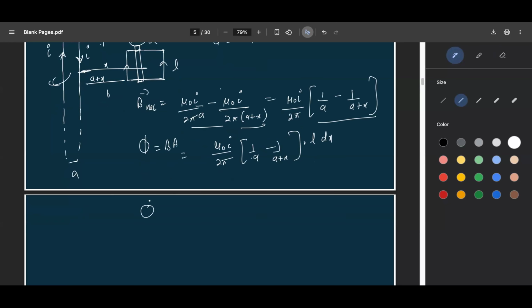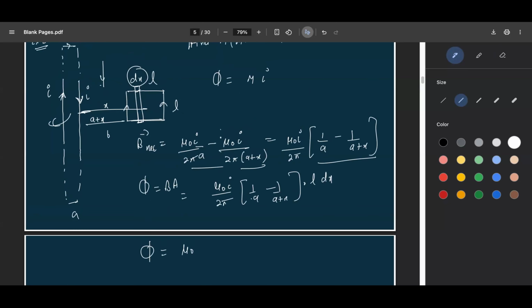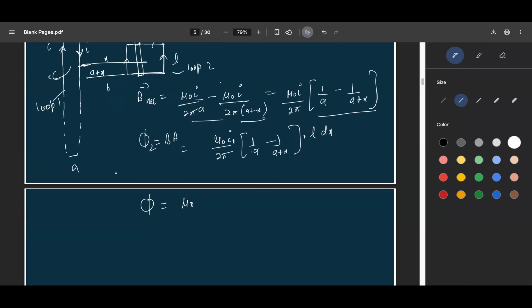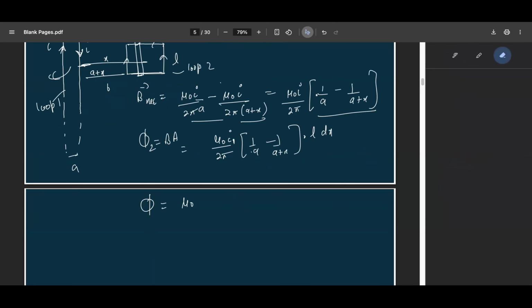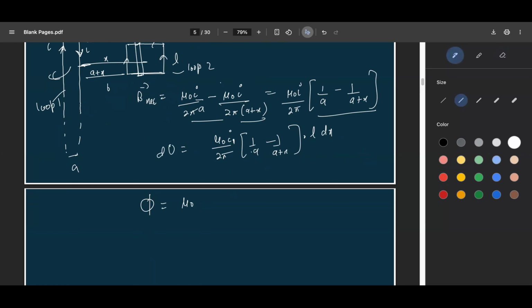Let's give the name also. This is flux 2 because this is the second loop. Loop 2, loop 1. So this is flux 2, and this is the current, maybe I1. This is flux 2, and this is the small flux.